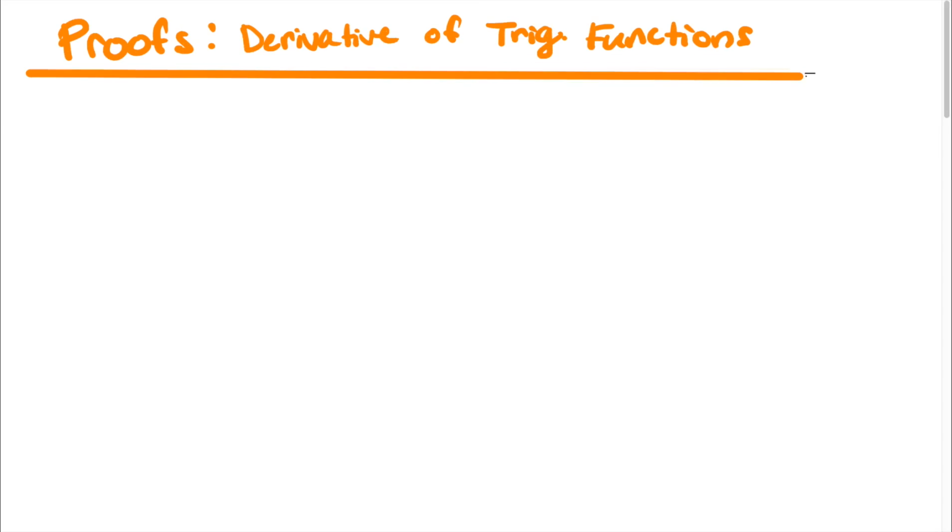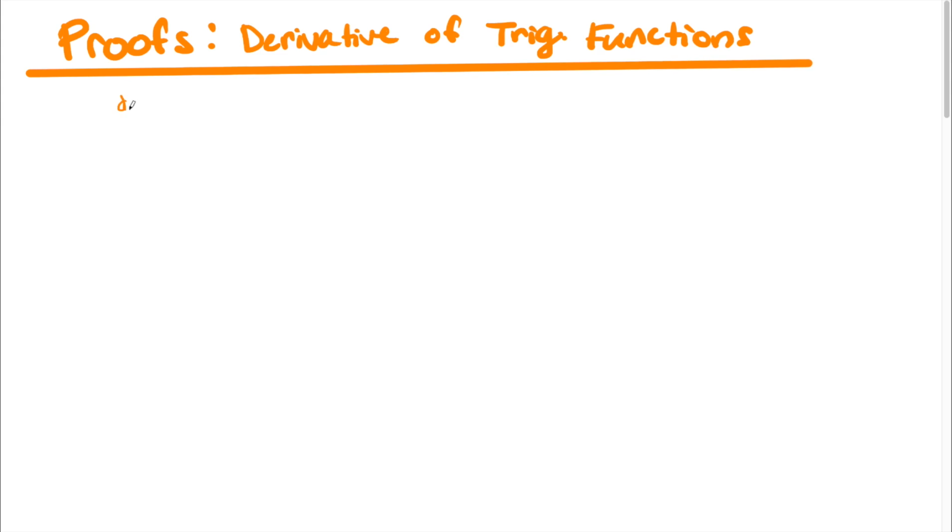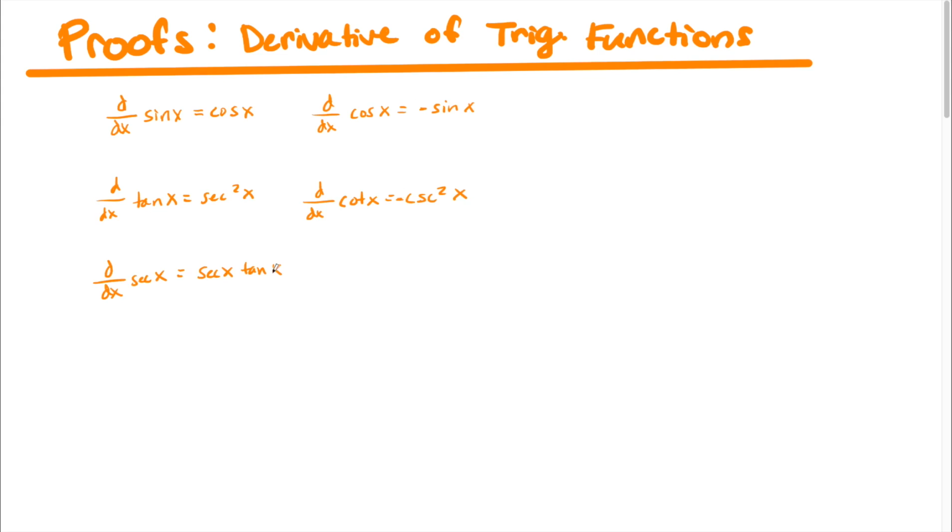So today, guys, we'll be finding out the proofs for the various derivatives of trigonometric functions. For now, I'm just going to quickly write out the 6 basic ones, which you should already know, but probably don't know how to prove each one in case you ever were to forget them.